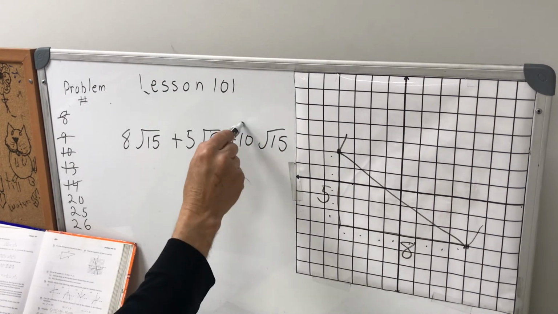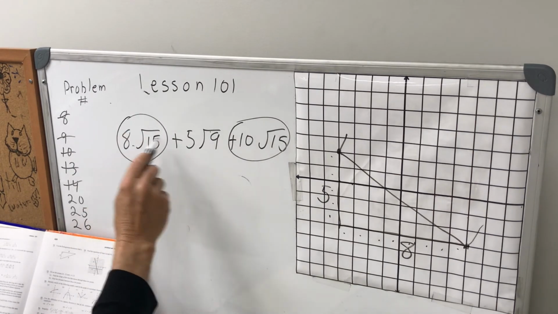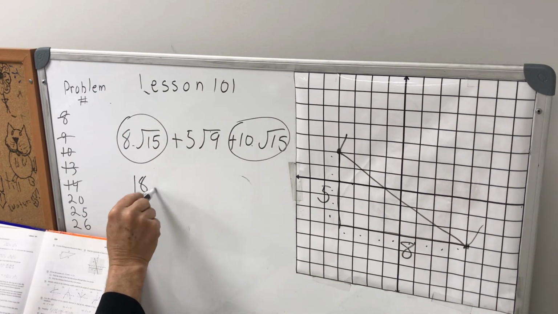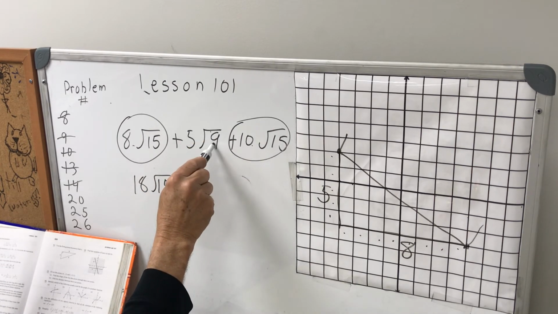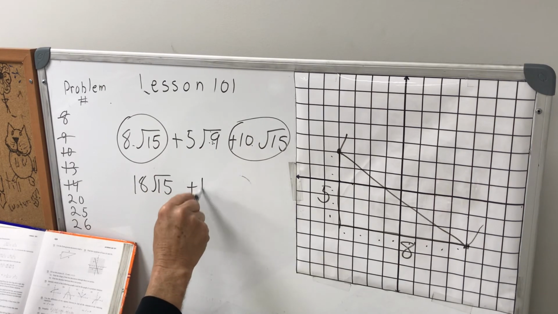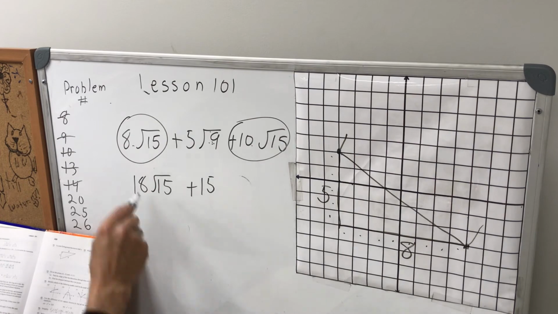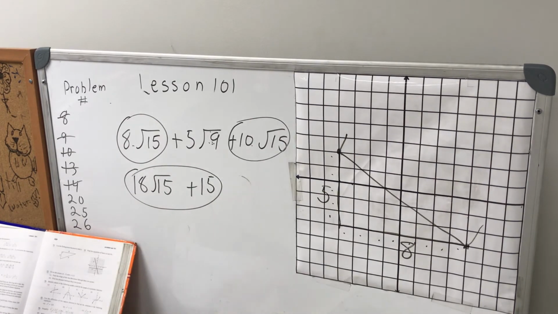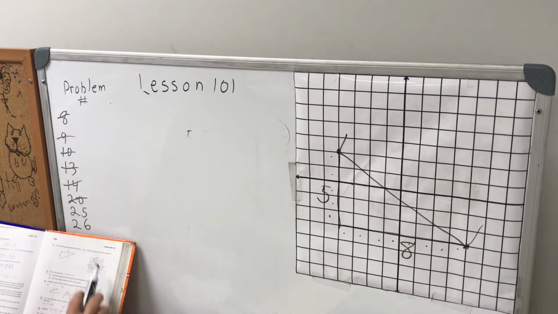I see two like terms here. 8 and 10 is 18 to the square root of 15. And this, the square root of 9 is 3, so 3 times 5 is plus 15. 15 cannot be reduced. I think that's your final answer. That was 20. 2 more to go.